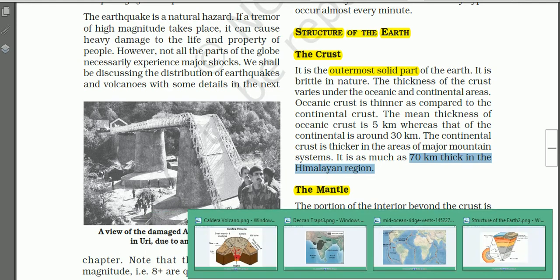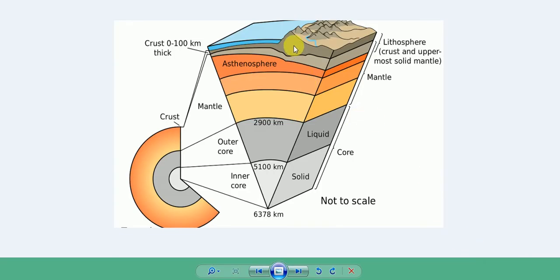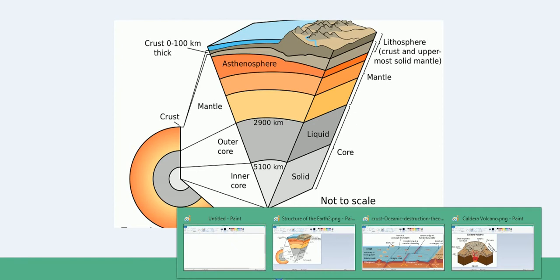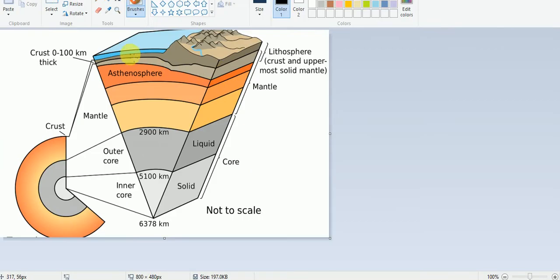It is here. See here in this mountainous area, the thickness of the crust is about 70 kilometers. And as we have learned earlier, see this oceanic crust. Oceanic crust is thinner than this continental crust. See here, this is the oceanic crust, and I think you are seeing it is very much thin as compared to the continental crust. And again here in the mountainous area, it is much thicker. It is about 70 kilometers, whereas here in the oceanic areas it is only about 5 kilometers thick.